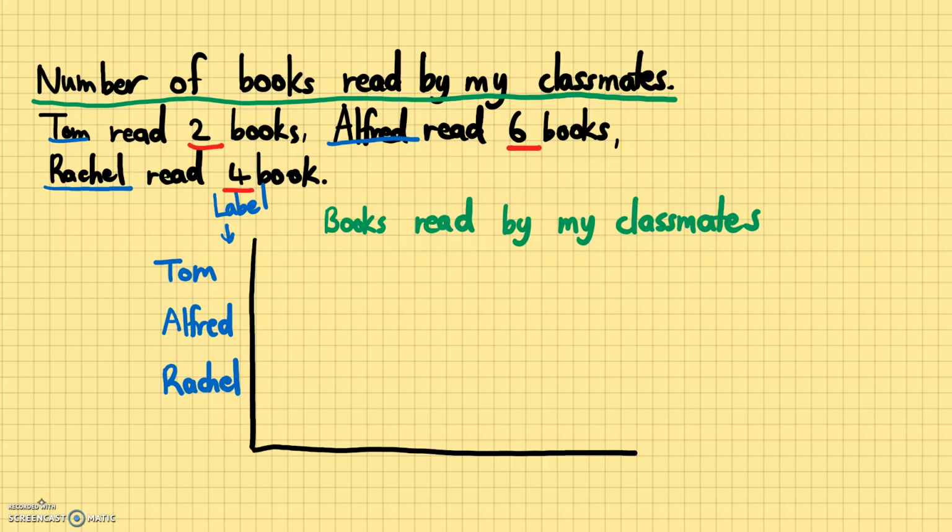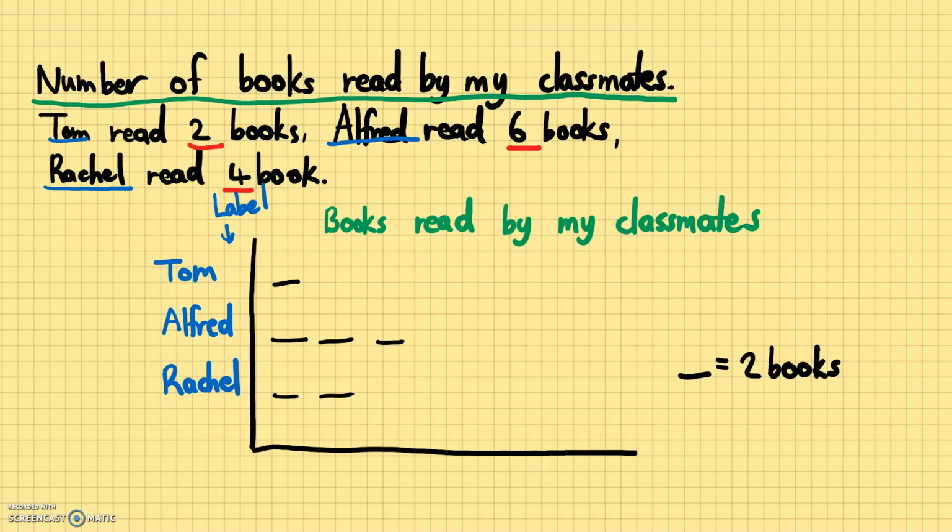We can either use 2 pictures here, because Tom read 2 books, right? So we can use 2 pictures here, 6 pictures here, and 4 pictures here. But since they are all divisible by 2, we can even have 1 picture equal to 2 books and make this simpler. So we only need to draw 1 for Tom because 1 picture is equal to 2 books. We can only draw 3 for Alfred, and we can only draw 2 for Rachel.